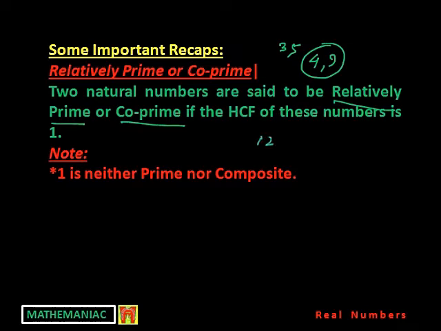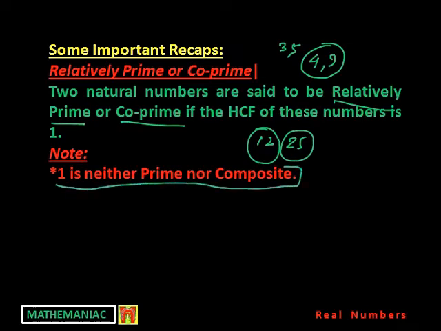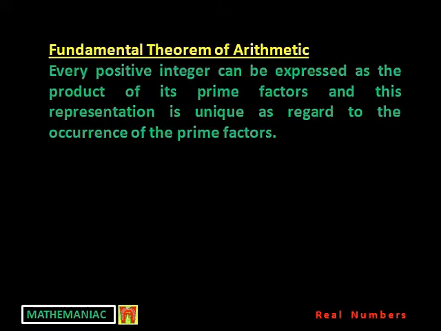So likewise, say 12, and which number can be co-prime with 12? 25. So 12 and 25 are co-prime. Why? Because they do not have any common factor other than 1. What I explained here, they have written as a note. 1 is neither composite nor prime.